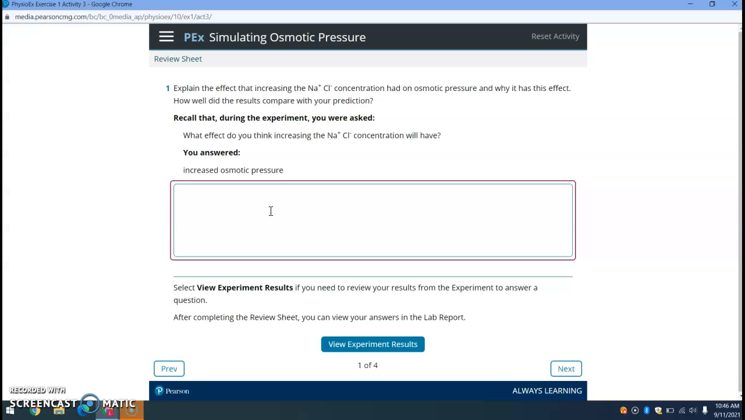So the first part says, explain the effect that increasing the sodium chloride concentration had on osmotic pressure. Increasing the sodium and chloride ion concentration also increased the osmotic pressure. That answers the first part, and then it said, how well did the results compare with your prediction? The results matched my prediction. As long as you answer both parts of the question, you're going to get all the points for that question. So I wanted to show you how to answer an essay question, but I'm going to stop here.